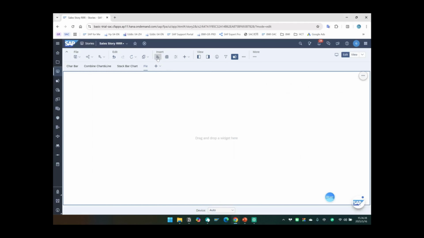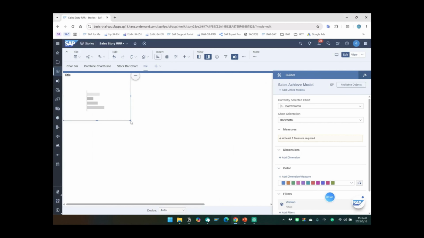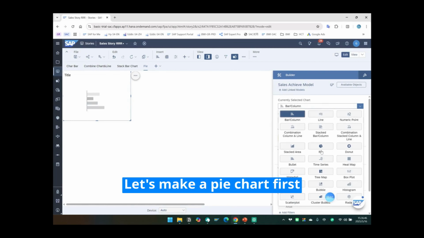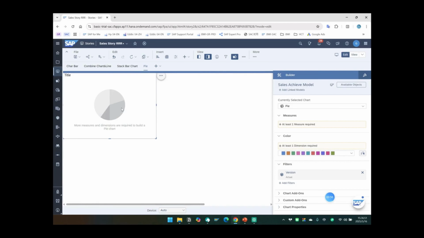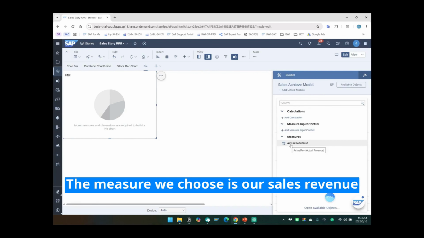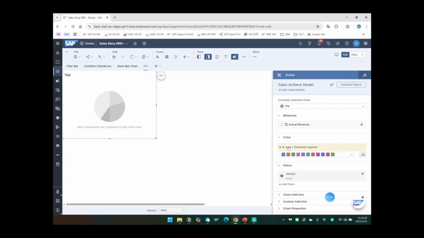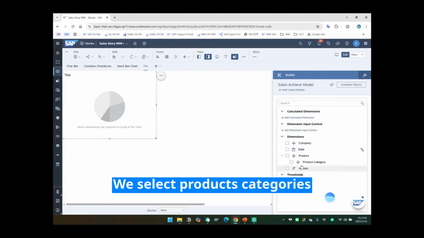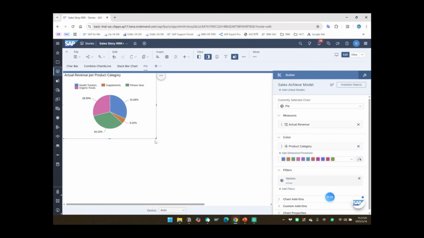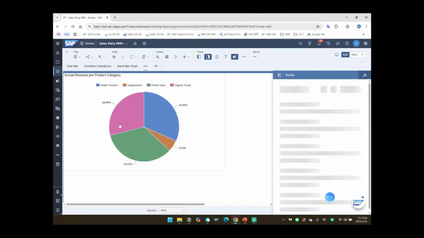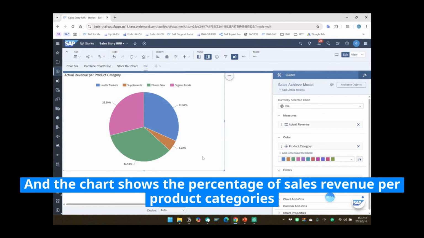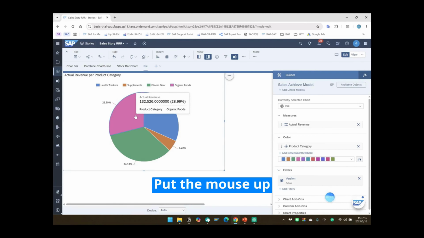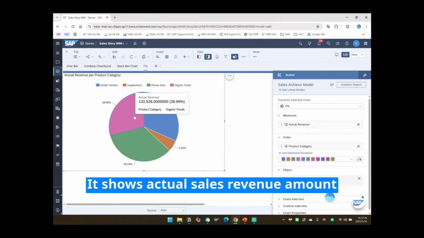Get into our page, insert a chart. Let's make a pie chart first. The measure we choose is our sales revenue. For dimensions, we select product categories. And the chart shows the percentage of sales revenue per product category. Put the mouse up. It shows actual sales revenue amount.